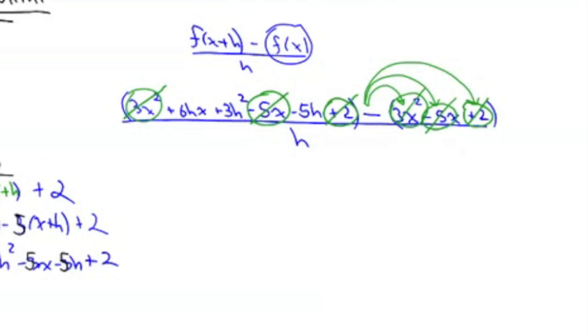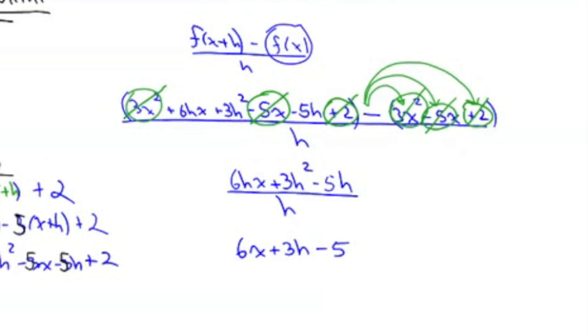Alright, so let's simplify this. This is 6hx plus 3h squared minus 5h all over h. Is that the best I can get it? 6x plus 3h minus 5. You can remove one factor of h out of everything. You could factor out an h in the top, the two h's cancel, or you could just imagine h dividing into each one of the individual pieces in the top. This is a nice little expression.